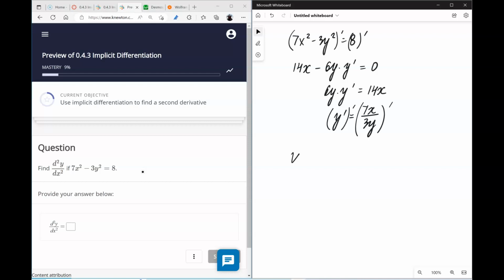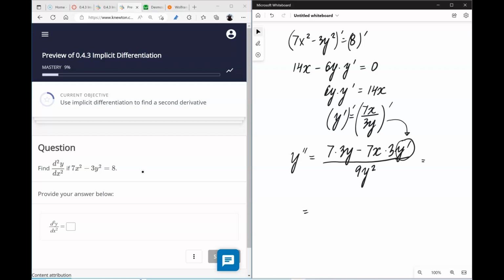And on the left side we have y double prime, and on the right side we're going to use the quotient rule, so derivative of the numerator times the denominator minus derivative of the denominator times the numerator, all that divided by the denominator squared. Here I should put 3y prime, and here I should put 9y squared. So as expected, the second derivative depends on the first derivative, and we just need to plug in 7x over 3y instead of the first derivative, which we had found earlier.